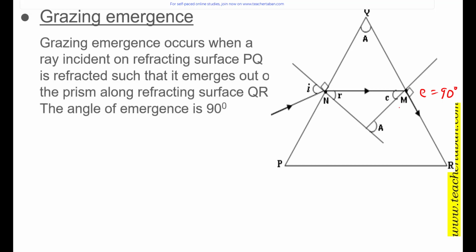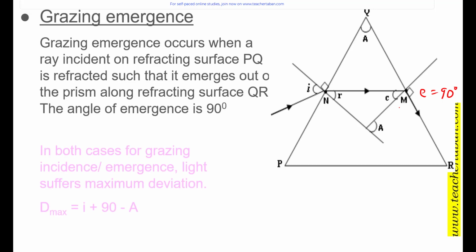So grazing emergence simply means that a ray incident on the refracting surface PQ is refracted such that it emerges out of the prism along the refracting surface QR. In other words, the angle of emergence is 90 degrees. That is what you need to know about grazing emergence. We may not ask you what these words mean, but you need to know them, as they are implied in the calculations.